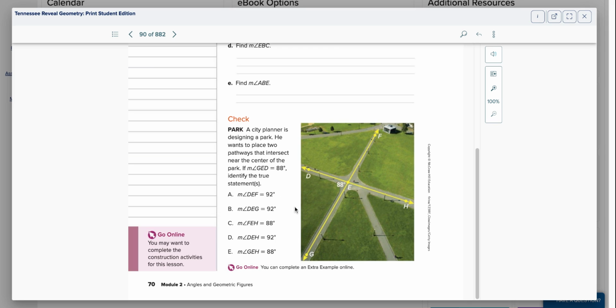DEG. No, it's already 88, so B is wrong. DEH. Well, that's a straight line. That's not 88, obviously. DEH is the linear pair. So far, I've got D correct. I'm sorry, my bad. C correct and A correct. B and D are both wrong. GEH. That would be the vertical to the 92, so it's obviously 92. That is wrong. So it looks like your only answers are A and C.